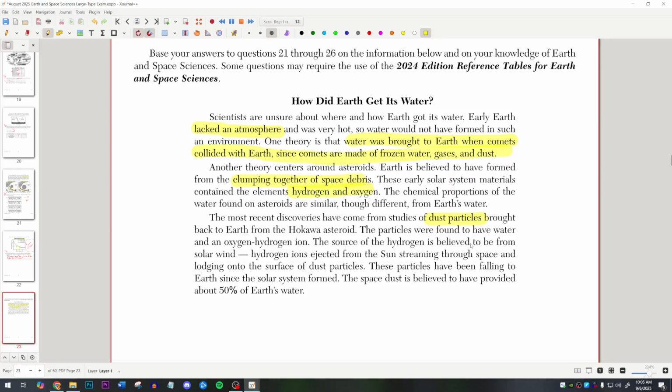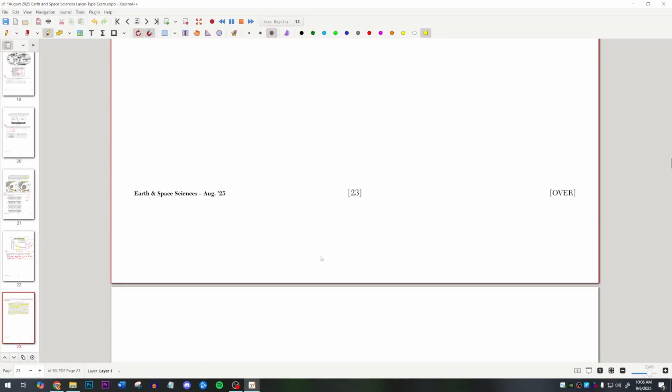The source of the hydrogen is believed to be from solar wind, hydrogen ions ejected from the sun, streaming through space and lodging onto the surface of the dust particles. These particles have been falling to the Earth since the solar system formed. The space dust is believed to have provided about 50% of the Earth's water. Okay, so they gave us 3 possibilities.